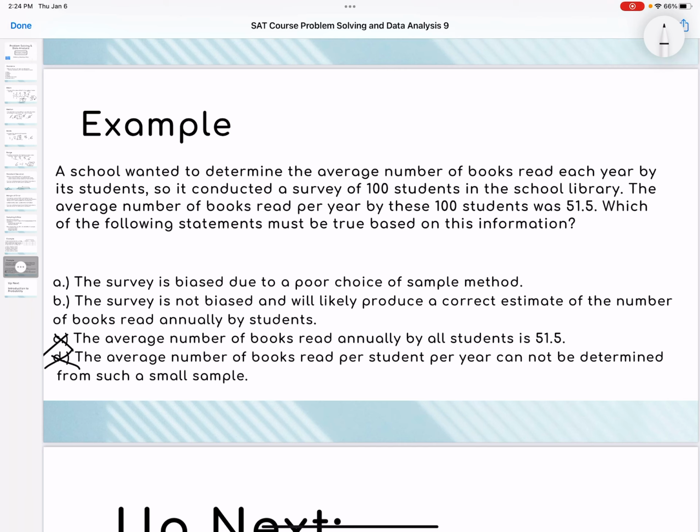It's not B, because this one is going to be a little bit biased. And we ask ourselves, why? Well, they're asking about students reading books, and they only ask students who are in the library. That is one sort of convenience bias, right? Because it's easy, of course, to ask students that are in the library about reading books. But it's definitely exclusionary bias because you're leaving out those students who don't spend much time in the library, right? So they're likely going to bring that average down, if they're not spending as much time in the library. Because students who spend more time in the library are probably more likely to read more books, right? So this one would be A, because the survey is biased due to a poor choice of sample method.